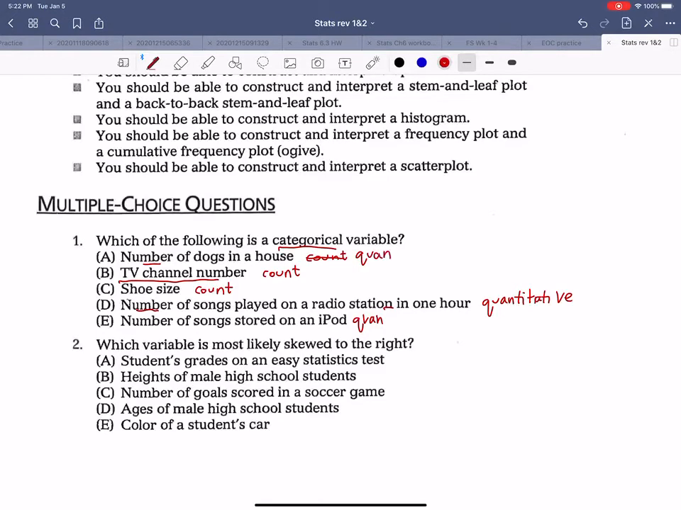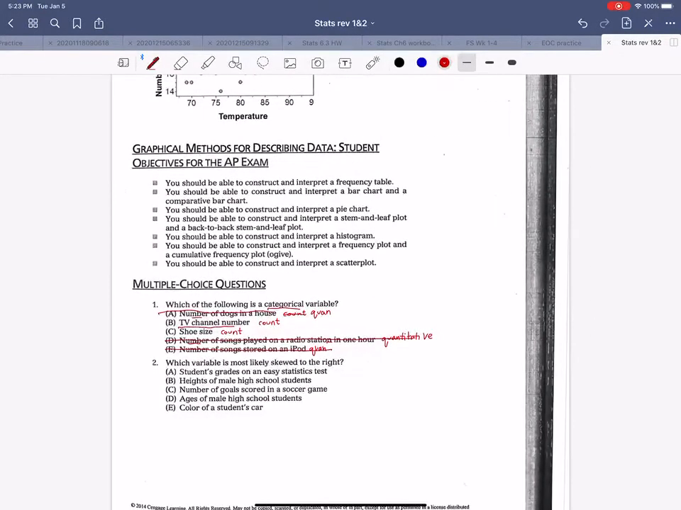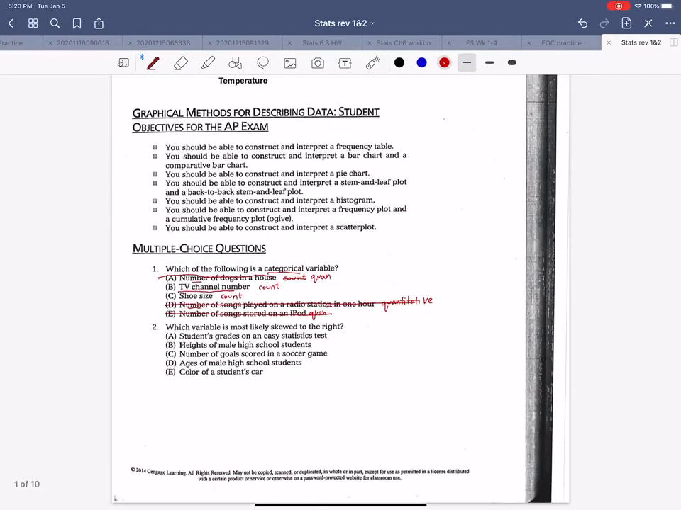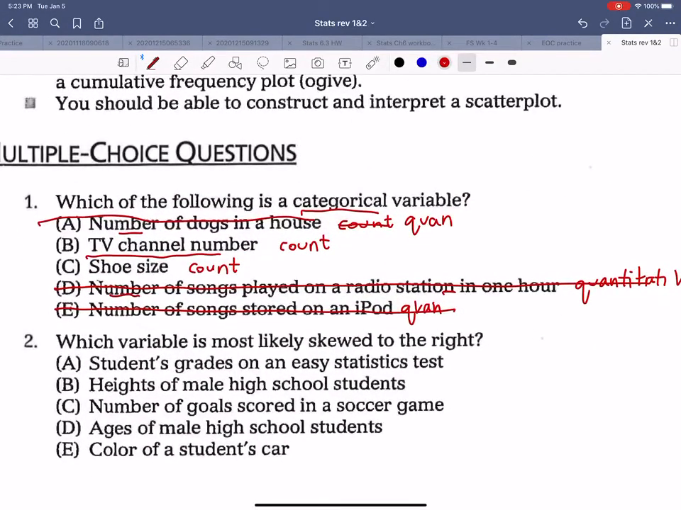So I've really narrowed it down to B and C. And technically, if I gave this on a test, personally, I would either take B or C because I think you can make either one of these a category. Probably the TV channels, because kind of like on a radio, they're not really numerical. So this I would call categorical. And so we're going to go with B. But I would take either one of those. All right, 2.